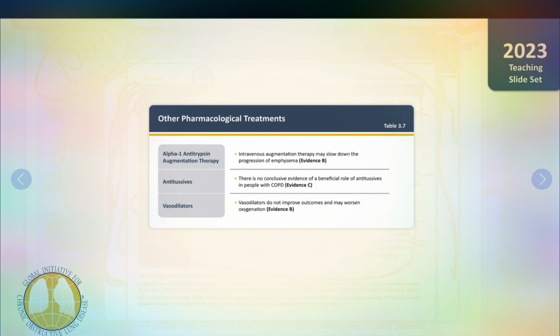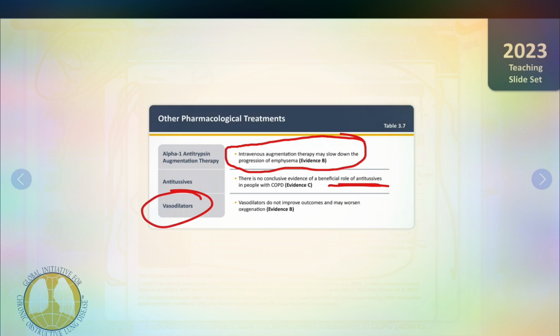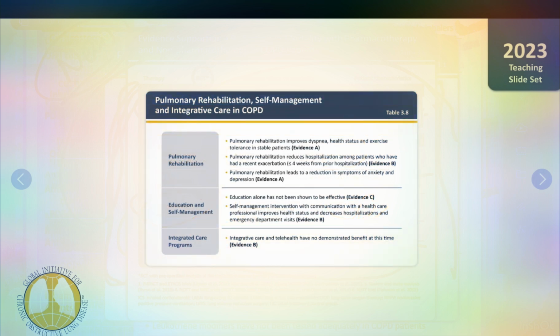Now they are telling about the other pharmacological treatment. Alpha-1 antitrypsin augmentation therapy we should give if the patient has alpha-1 antitrypsin deficiency. We should give intravenous augmentation therapy, and it may slow down the progression of emphysema, supported by evidence B. Antitussives: there is no conclusive evidence of a beneficial role. And what about vasodilators? They are telling vasodilators do not improve outcome and may worsen oxygenation. Very, very important. So we should not give vasodilators at all, like calcium channel blockers.